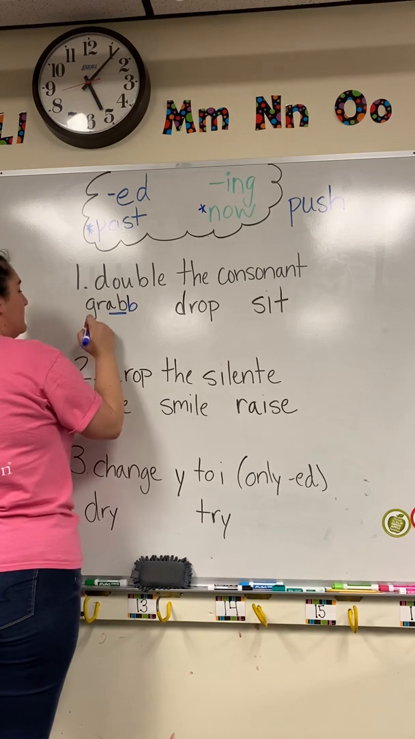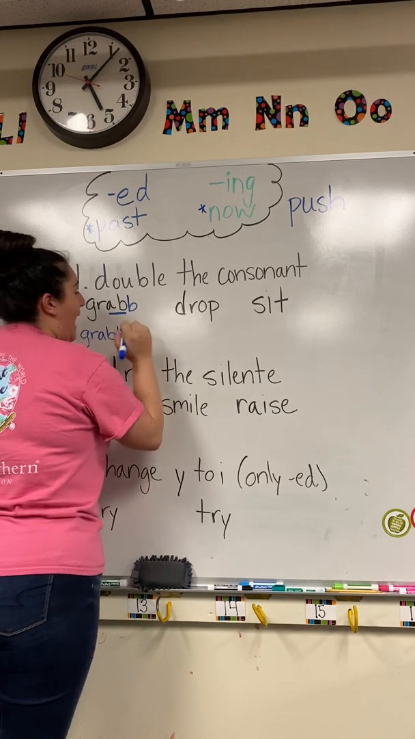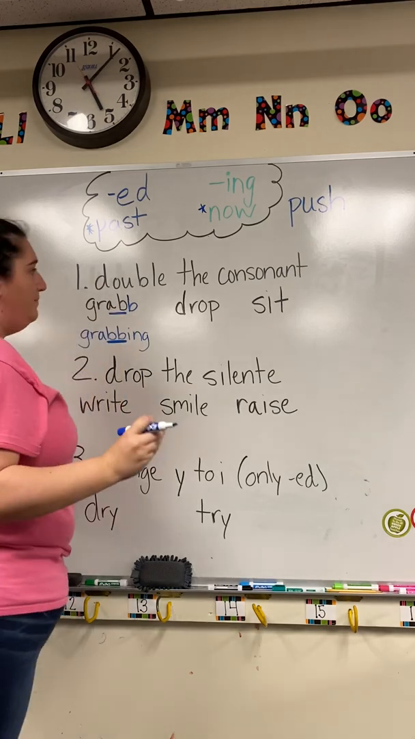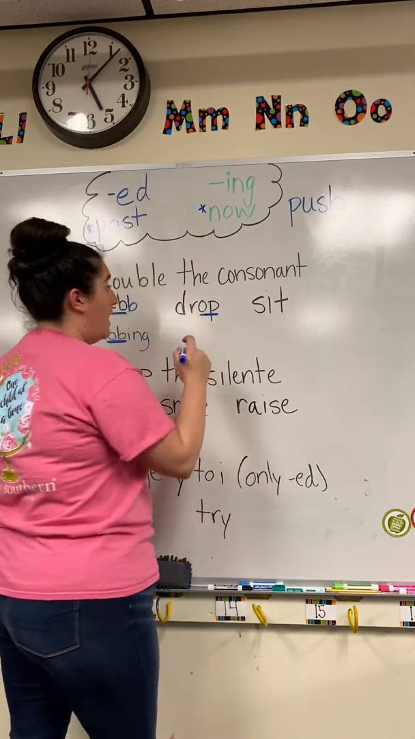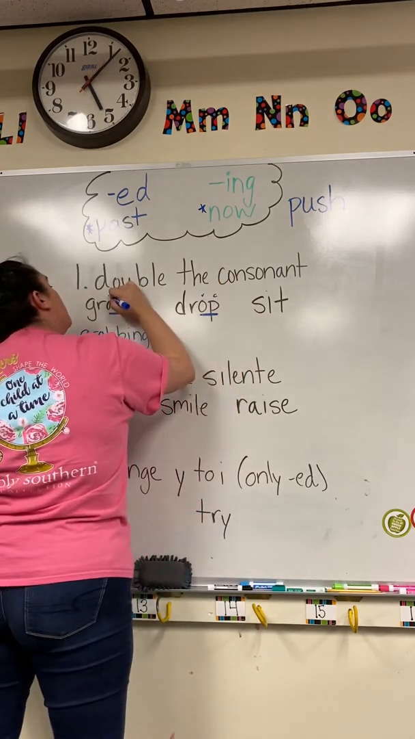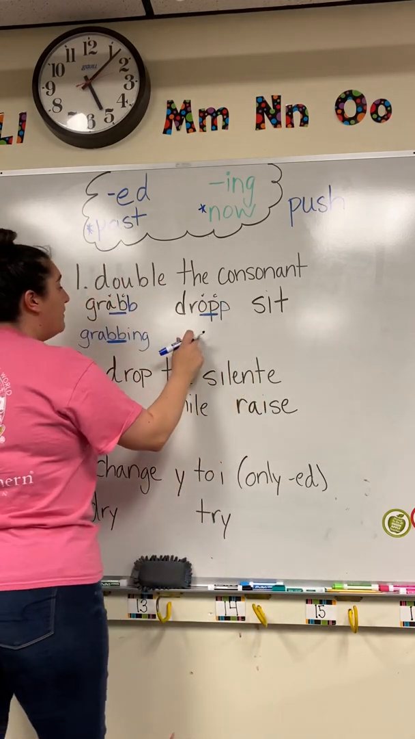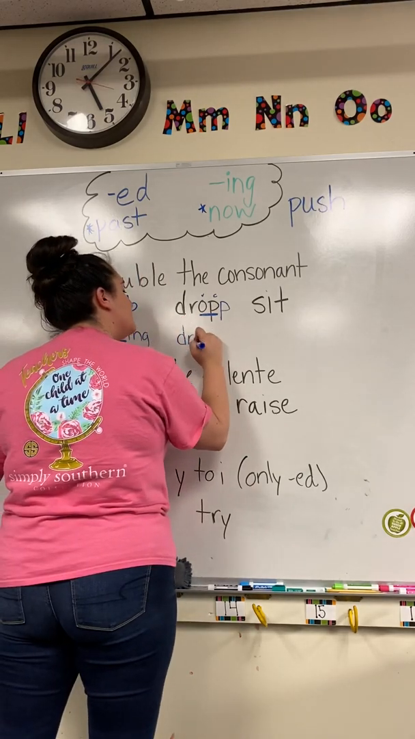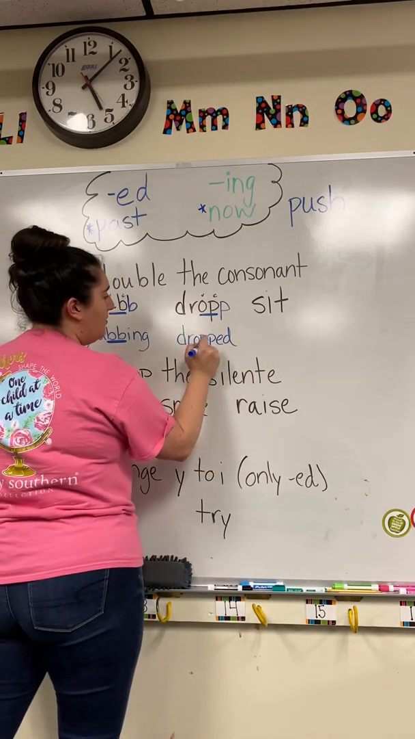So grab, if I wanted to say I did that right now, I would be grabbing with that double b, okay? Because this ends with a vowel and a consonant. Look at the word drop. If I look at the last two letters in the word drop, drop has o, which is a vowel, and p, which is a consonant. So that means if it's a vowel and a consonant at the end, I'm going to have to double this p before I add ing or ed. So this time we'll do ed. We'll say I did it in the past, and I accidentally dropped my paper. I've got that double p in the middle now.